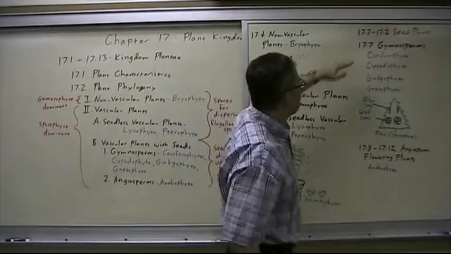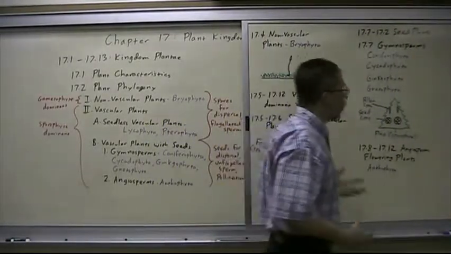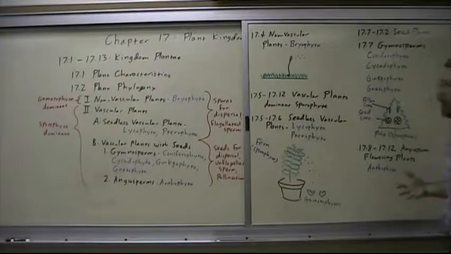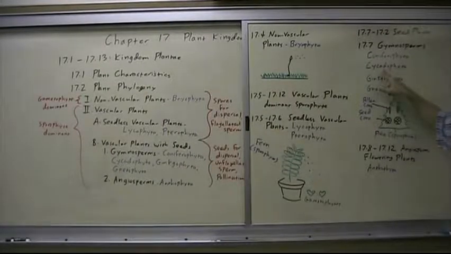Now, gymnosperm means naked seed. There are 4 groups of gymnosperms. The coniferophyta, which are pine trees and cedar and things like that, cypress trees. Cycadophyta include the cycads or sago palms. The ginkgophyta has 1 species, Ginkgo biloba, and the netophyta, which has a number of species out in dry environments such as ephedra, which is nicknamed Mormon tea.